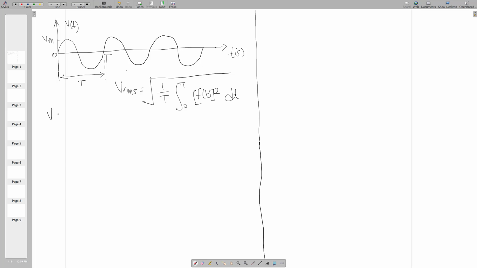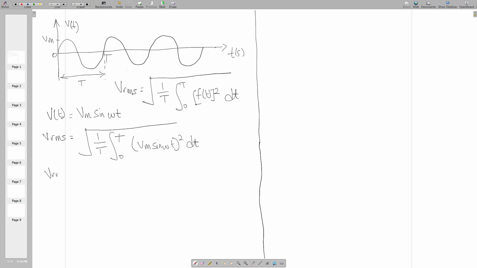So the function for a sine wave is equal to Vm sine omega t in this case. From the formula you can see that VRMS will be equal to the square root of 1 over T. In this case the period for this sine wave is from 0 to T, so T will be our period, and the function here is Vm sine omega t all squared dt.